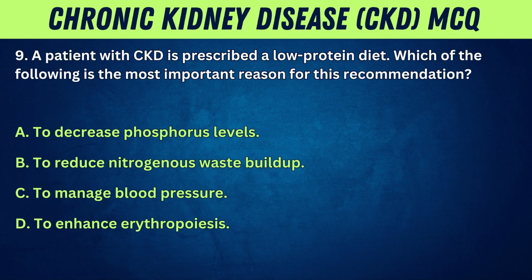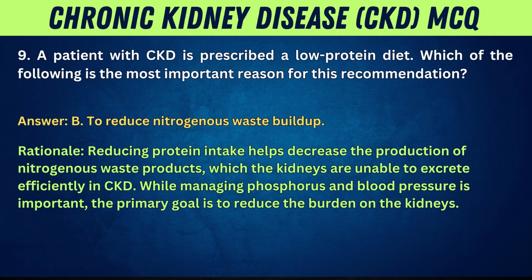9. A patient with CKD is prescribed a low-protein diet. Which of the following is the most important reason for this recommendation? A. To decrease phosphorus levels. B. To reduce nitrogenous waste buildup. C. To manage blood pressure. D. To enhance erythropoiesis. Answer: B. To reduce nitrogenous waste buildup. Rationale: reducing protein intake helps decrease the production of nitrogenous waste products, which the kidneys are unable to excrete efficiently in CKD. While managing phosphorus and blood pressure is important, the primary goal is to reduce the burden on the kidneys. 10.